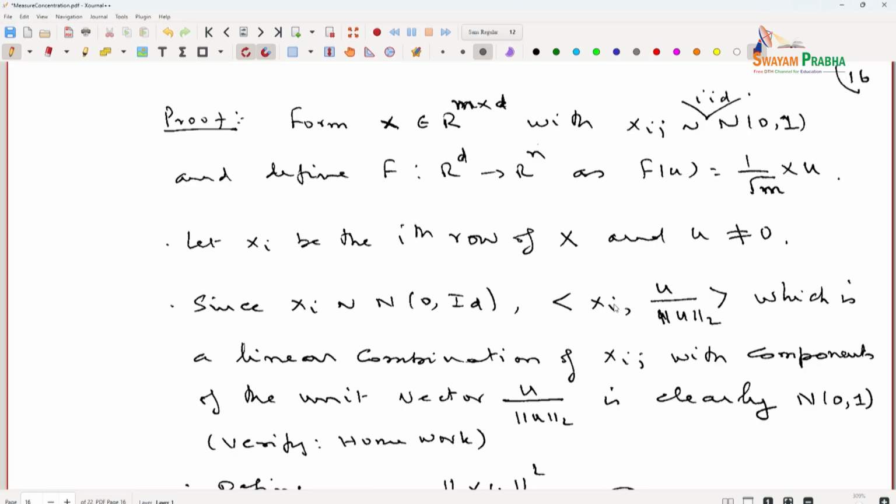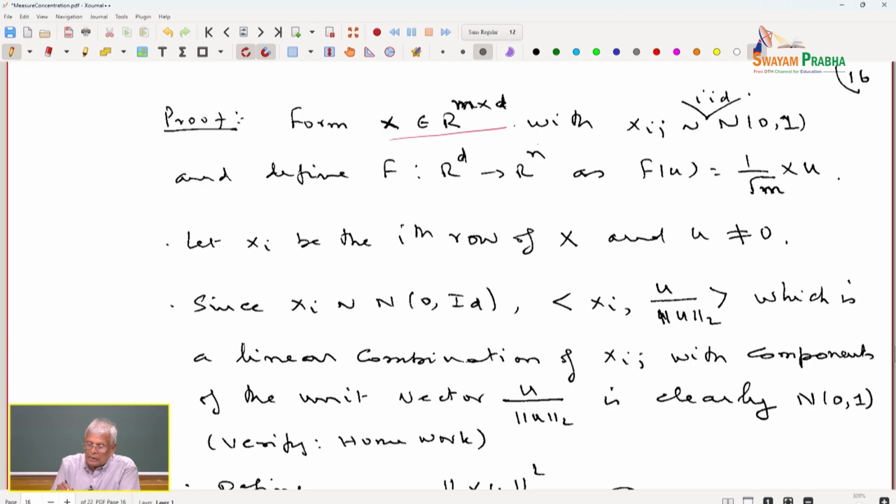So what is the proof? Let X be an n by d matrix, with Xij being IID random from the unit normal, and we are going to define the mapping from Rd to Rn as f of u equals 1 over square root of n times Xu.